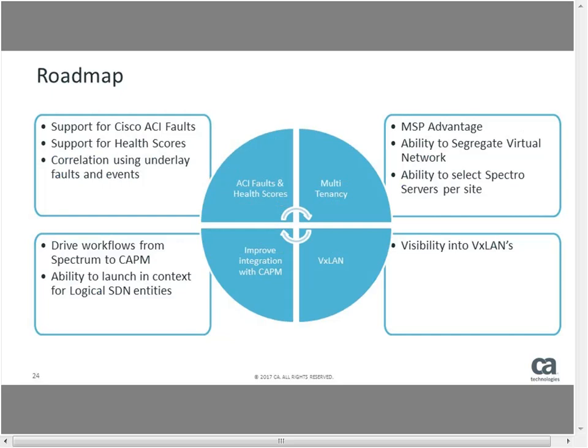Our plan is to extend that capability so that we can get those fault information, get those events information, provide that correlation, and give you root cause that because of those underlying faults and events, this is the impact you will have over there.